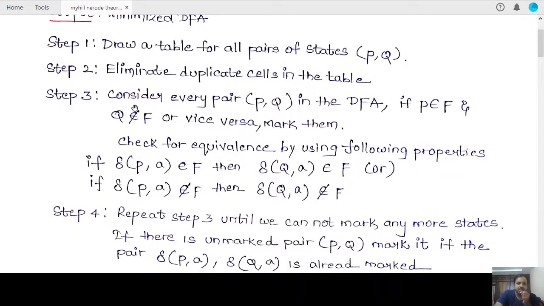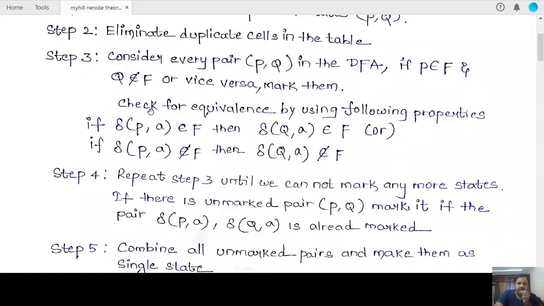We have to consider the table obtained after step 2, and consider every pair of states in the table. We check whether p belongs to the final states and q also belongs to the final states or not. If p belongs to the final states and q does not, then we mark that particular pair of states with a cross in the table.